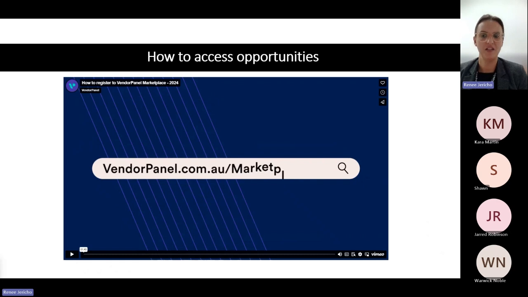You can find information about Council's procurement policy and practices on the procurement page of Council's website. We're now using VendorPanel to simplify the way Council seeks quotes and tenders. To make sure your business is visible to Council buyers, you need to register as a supplier on VendorPanel Marketplace. Registration is free and it's easy to do, and I'll just play a quick video now that demonstrates the process.